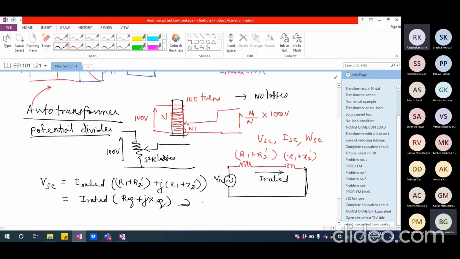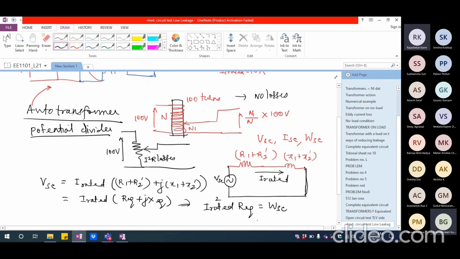Now what we get from here will be very clearly I rated square multiplied by R equivalent is going to be WSC. What I get as the wattmeter reading has to be only dissipated in the resistance. Obviously, reactance will not play any role in dissipation. So the power loss incurred by the transformer under this particular condition, I am taking it as what is dissipated in R equivalent. But why not?